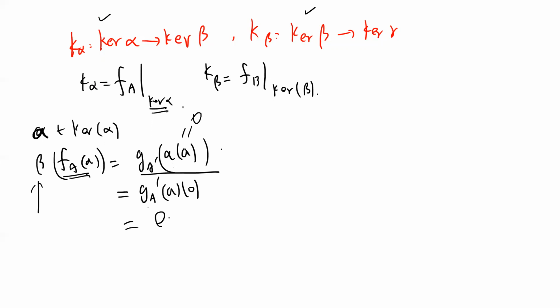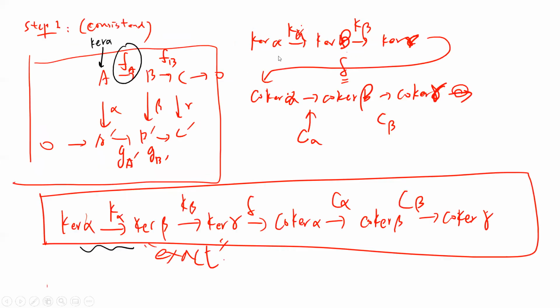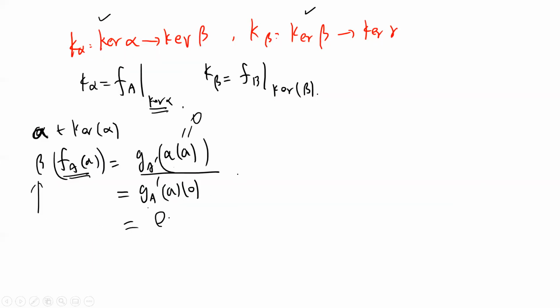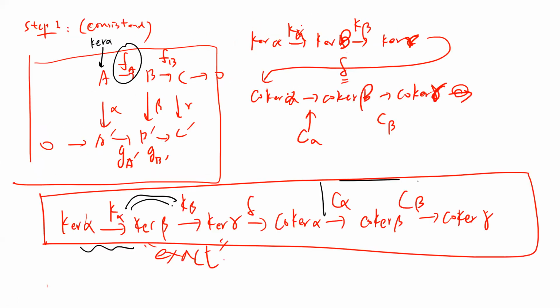Okay, so now we already have these two objects, right? We already defined these two. So now we need to get the connecting homomorphism. Okay, but before we define the connecting homomorphism, let's define these two.